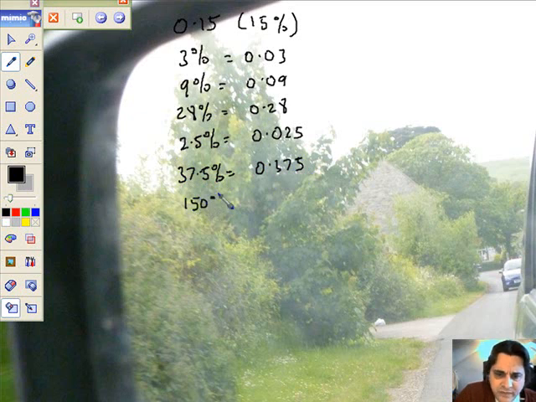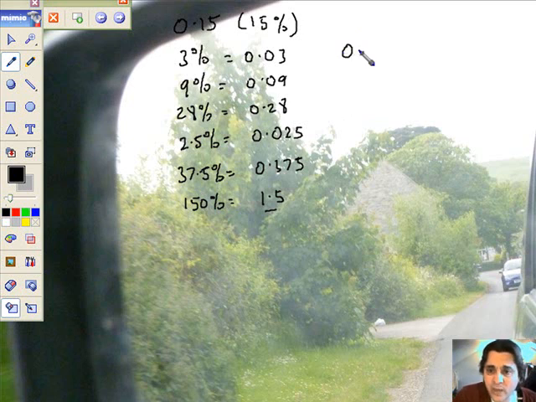One more. I changed my mind. 150%. Divide by 100. Bang bang. Go back twice. 1.5, and that's 150% as a decimal. Question 3, still operating in a great big grade F. Write each decimal as a percentage.